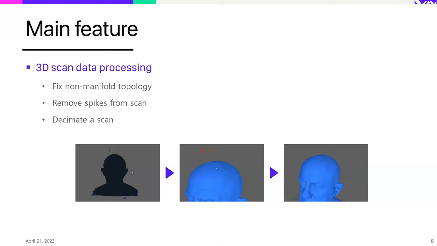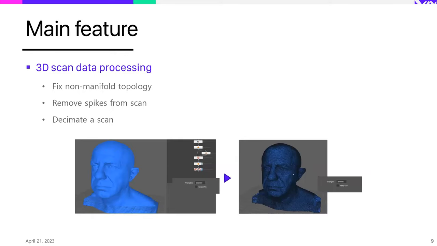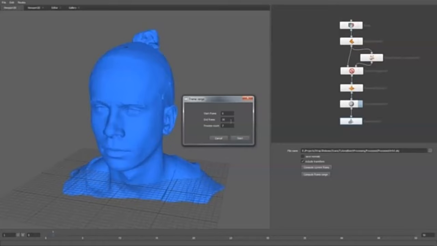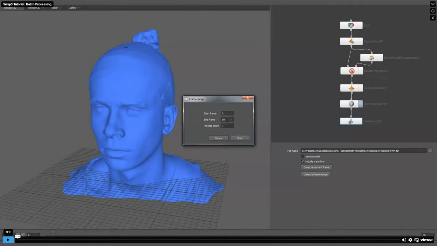And the second is removing spikes from the scan. There might be particles around the meshes, so we have to eliminate them. And the third one is decimating a scan. Decimate means we can change the triangles, I mean the faces, of the mesh. We can increase or reduce triangles. So let me show the demonstration.